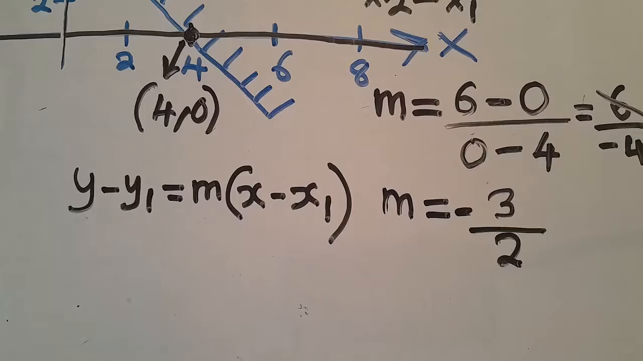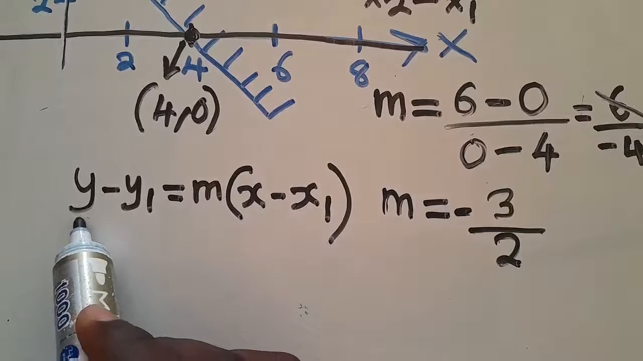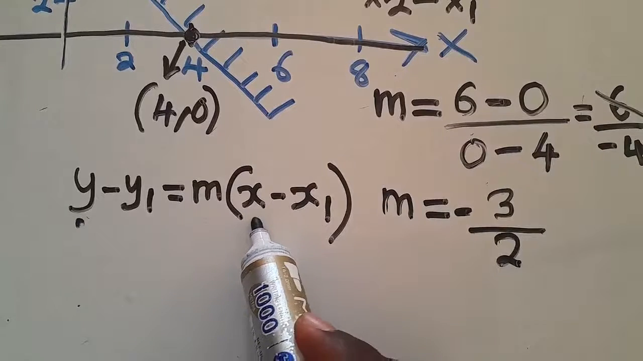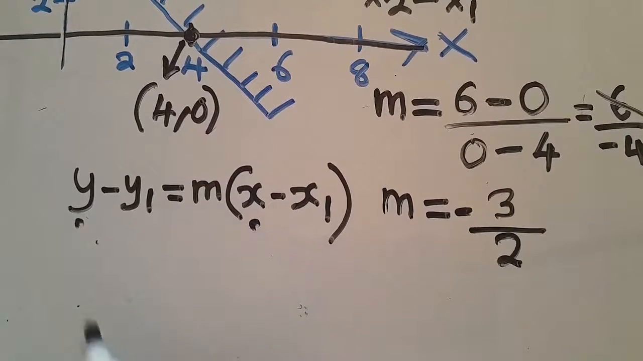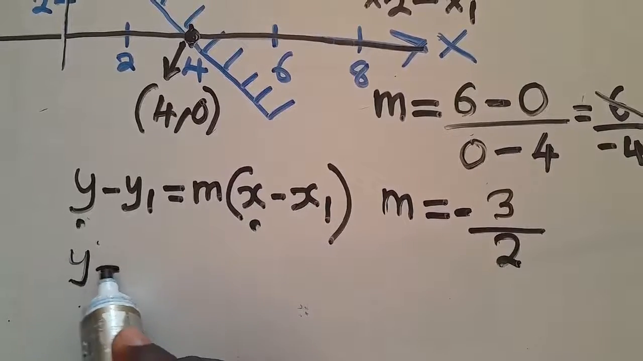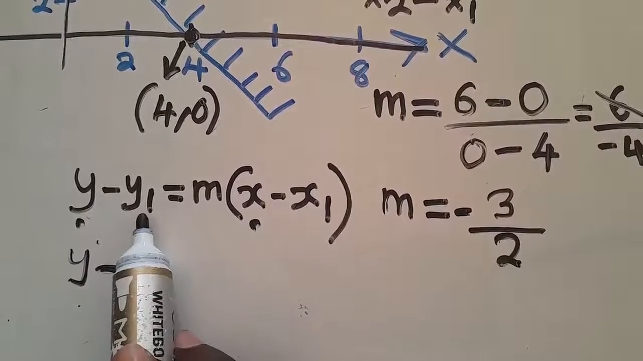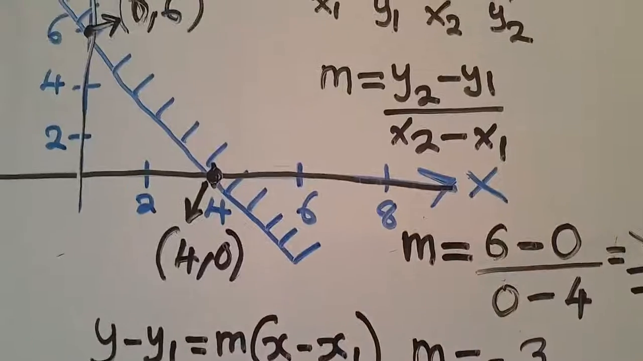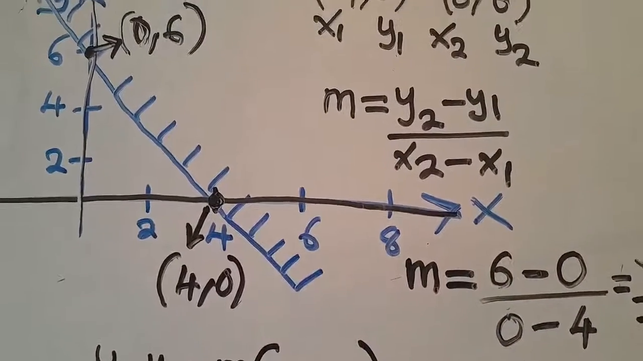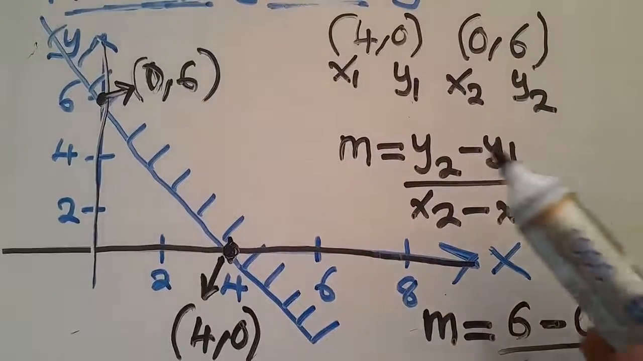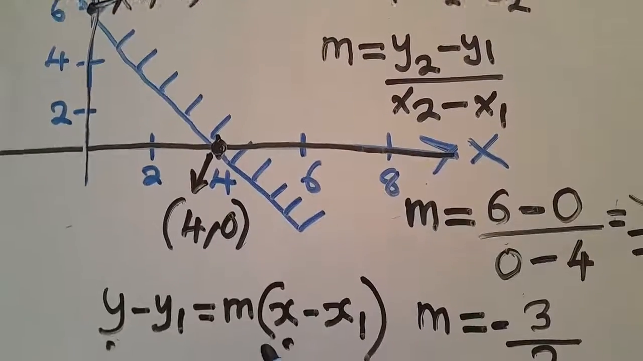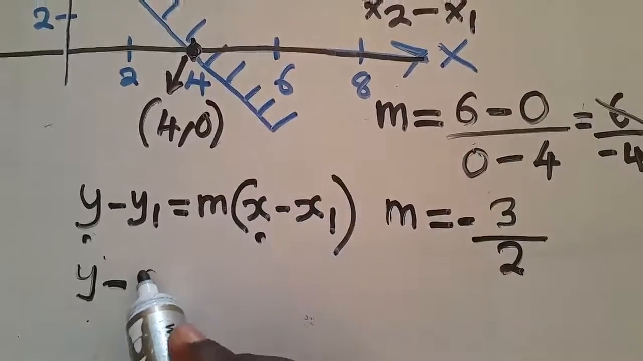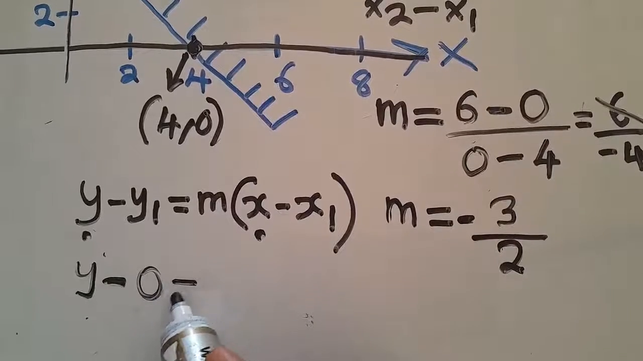So this one, you just substitute the y which you are able to see here and the x which is there. These two are constants. They won't change. So you say y minus y1. You go back to what you said. What is your y1? y1 is 0. So you put your 0 there, which is equal to.